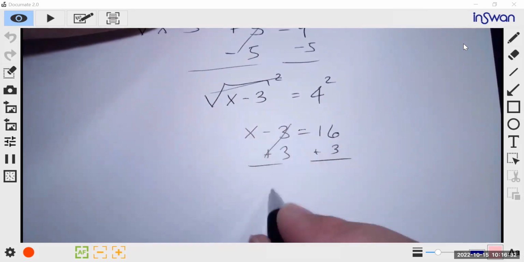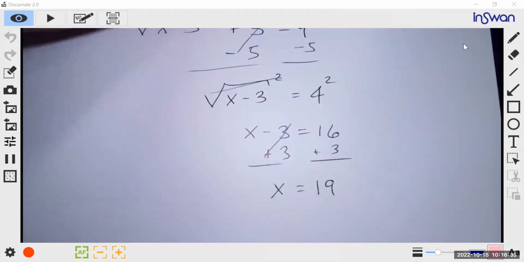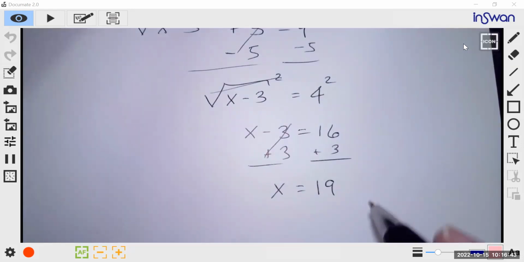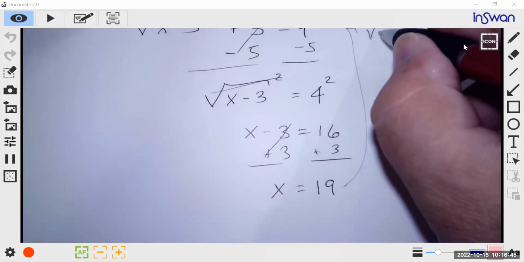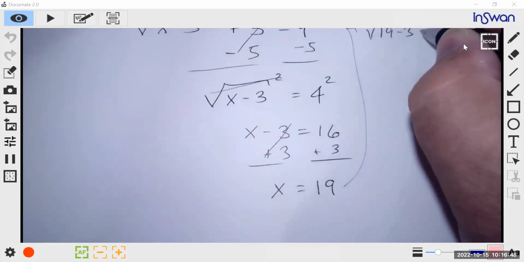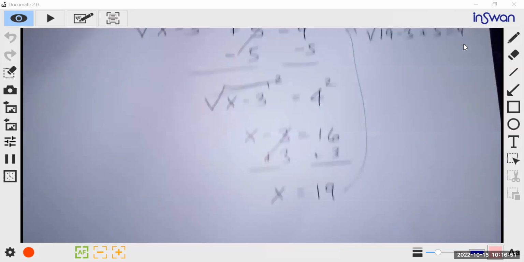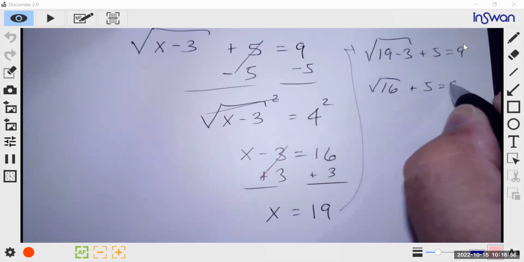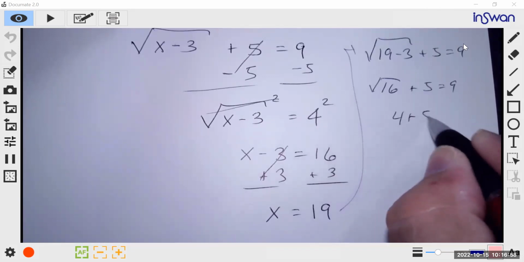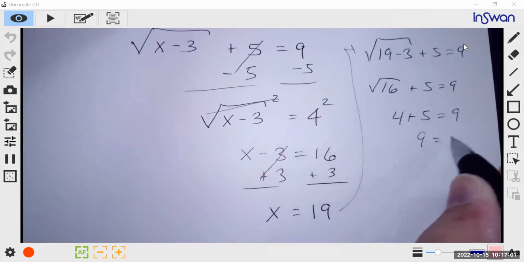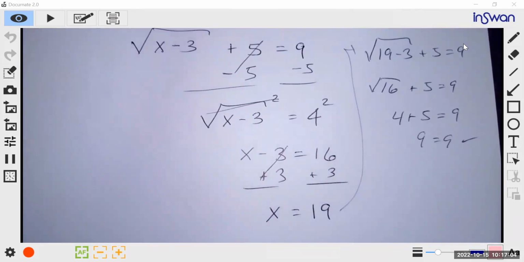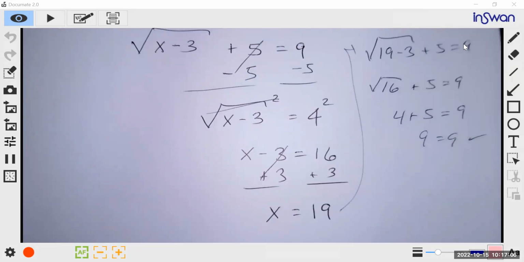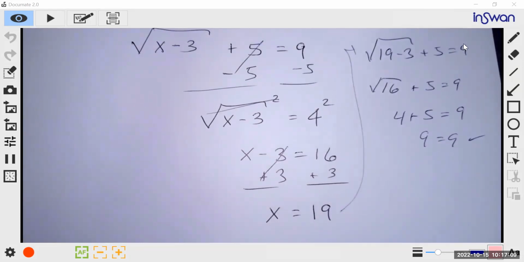And lastly, add 3 to both sides. Again, if we check it, we have 19 minus 3 plus 5 equals 9. 19 minus 3 is 16. Square root of 16 is 4. 4 plus 5 is 9. There. So far, so good?